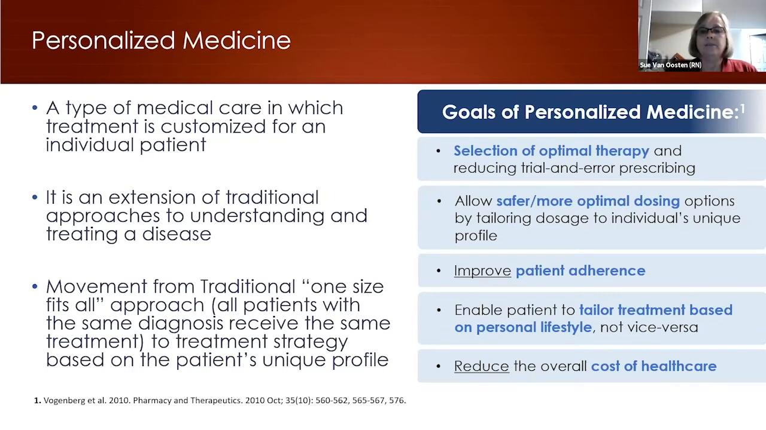So the goals of personalized medicine are to discover the optimal therapy and reduce the trial and error part. For a long time, that's all it was about: we would try something. If it worked, great. If it didn't, we'd try something else. But this is helping to really pinpoint what works the best. So it's allowing for safer and better dosing options and tailoring them to the individual. The data has already shown that this increases patient adherence. And patient adherence is a challenge, especially at that time where they're moving from the pediatric center into the adult center.